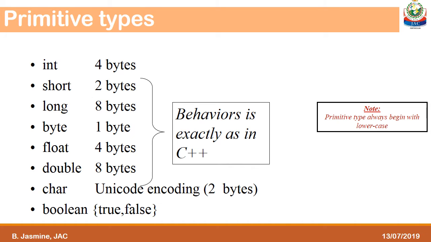These are the primitive types in Java: integer 4 bytes, short 2 bytes, long 8 bytes, byte 1 byte, float 4 bytes, double 8 bytes, character Unicode encoding 2 bytes, and boolean true or false. The short, long, byte, float, and double types were used previously in C and C++.